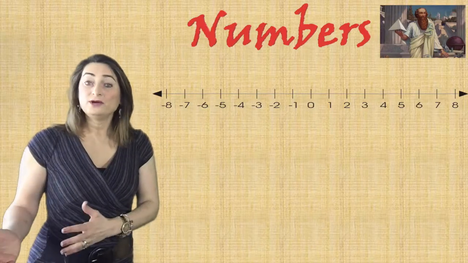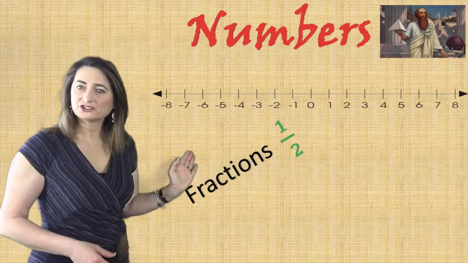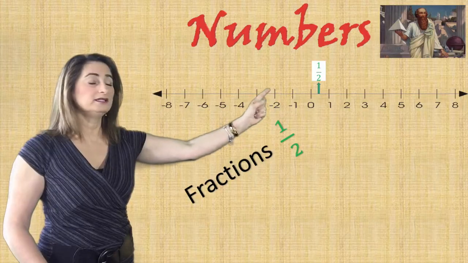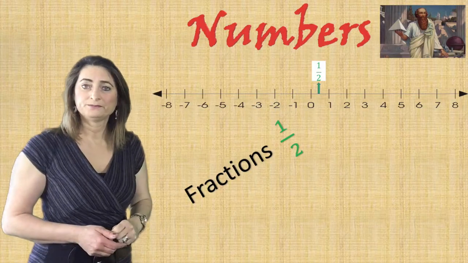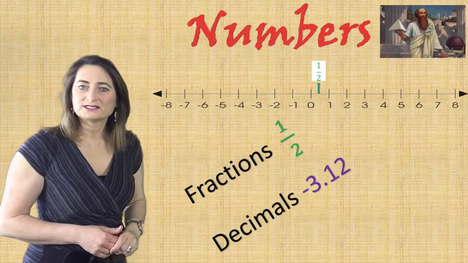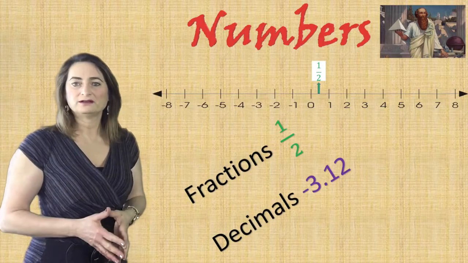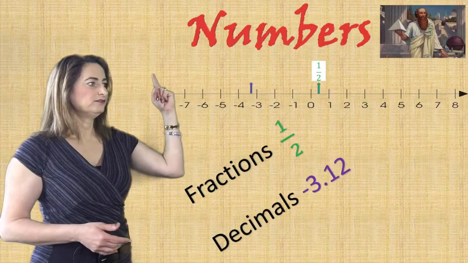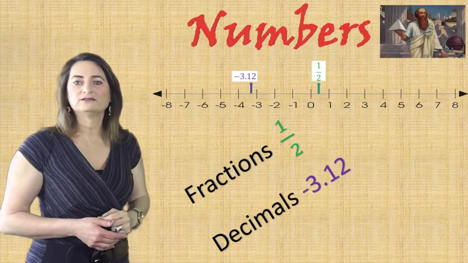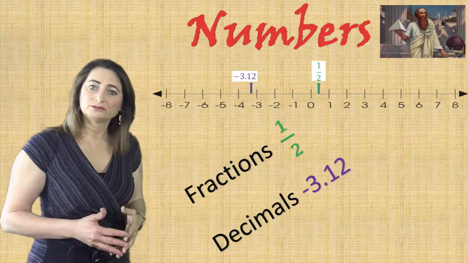Numbers are written in different ways, such as fractions, like a half, and I know where to put this half on the number line. It's between 0 and 1. Or decimals, like negative 3.12 as an example. Go to the negative 3, between negative 3 and negative 4, but it's closer to negative 3, to put that decimal on the number line.